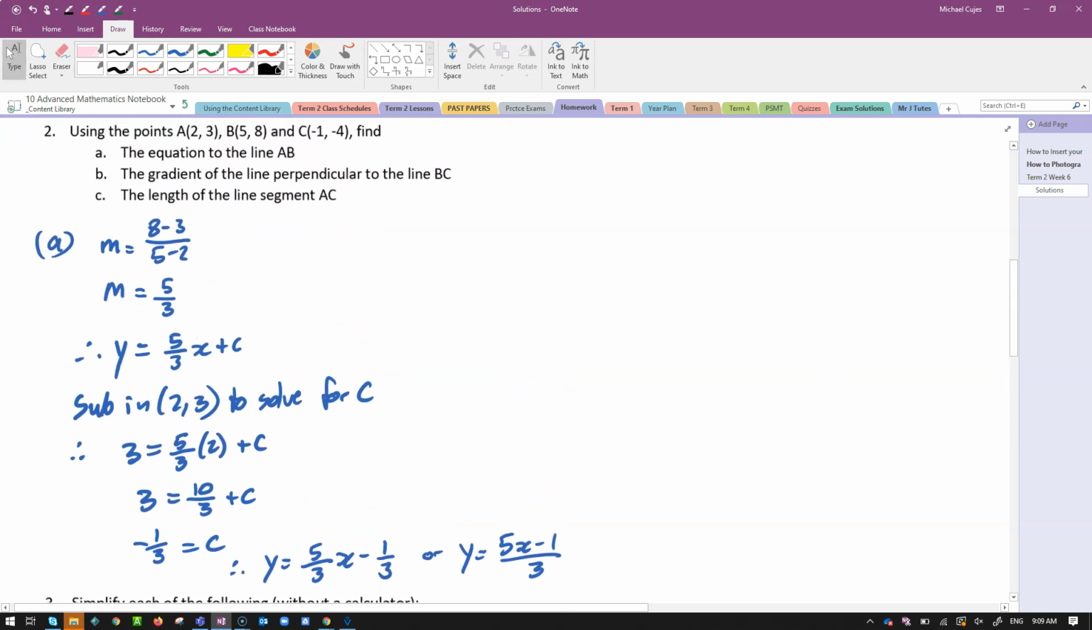Find the gradient of the line perpendicular to BC. Well, the first thing I need to do is find the gradient of BC. Changing y divided by changing x. I'm going to do B minus 8 minus negative 4, the coordinates of B minus the coordinates of C, and then 5 minus negative 1. So if I want the perpendicular gradient to BC, it's the negative reciprocal, negative 1 divided by 2.